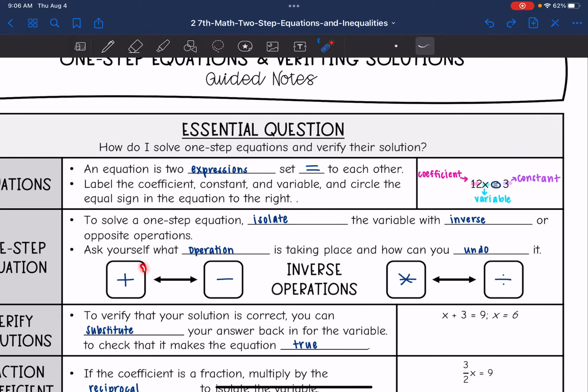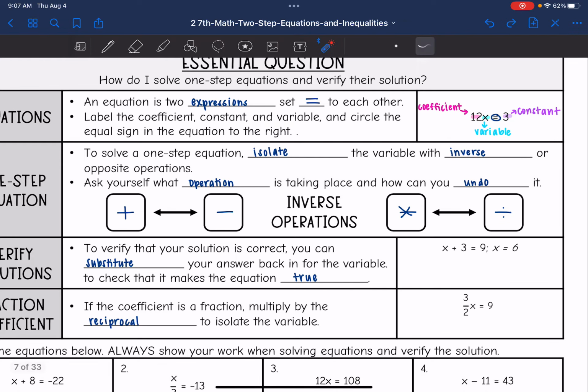So for example, if you see that there is addition going on, then the opposite of that is subtraction. So we will subtract. If you see that there's multiplication going on, then we will do the opposite of that, which is to divide. And then the reverse is true too. If you see subtraction, we will add to isolate the variable. If you see division, we will multiply to undo the variable. And then after we get our answer, we are going to verify that our solution is correct by substituting our answer back in for the variable to make sure that it makes the equation true.